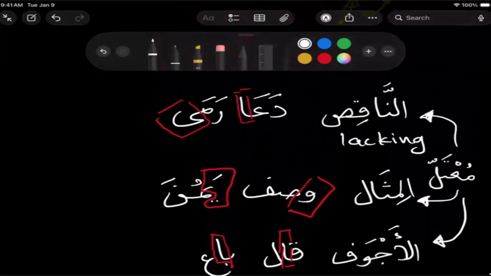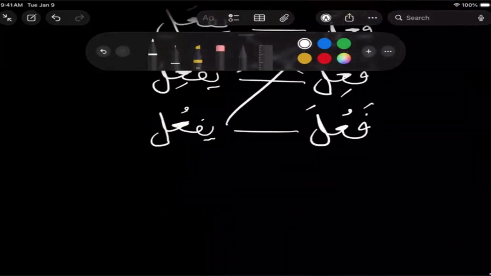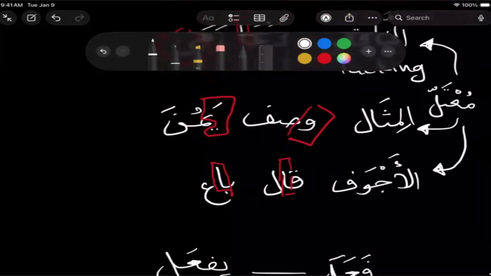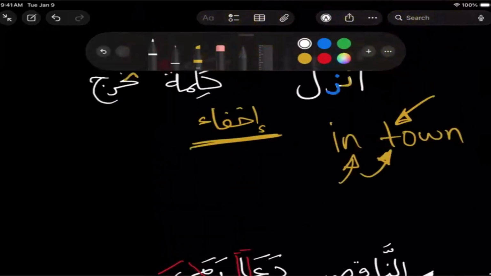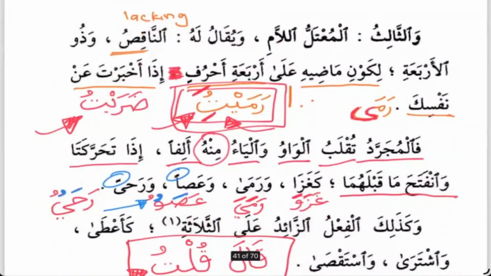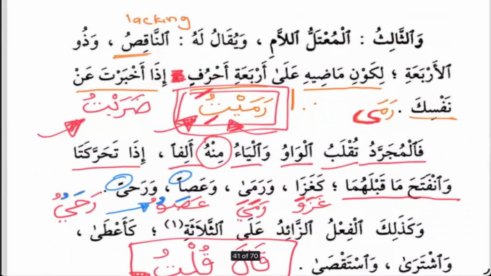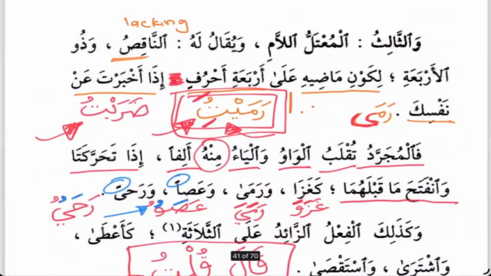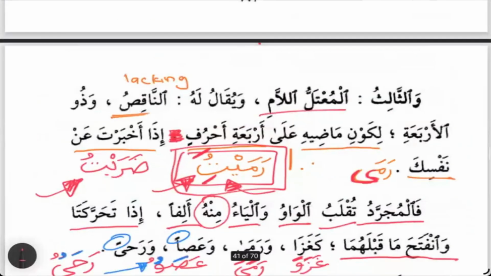Here we have mu'tal. Mu'talul fa, mu'talul ayn, mu'talul lam. Are there more? We're going to see what's left, inshallah. First we need to finish getting through an-naqis here. So the author said, الثالث المعتل اللام. Third kind of mu'tal is the one with the unstable lam, ويقال له الناقص. It's called lacking.